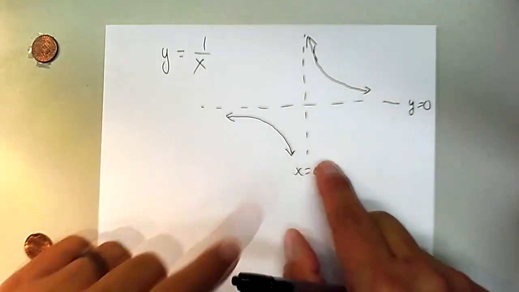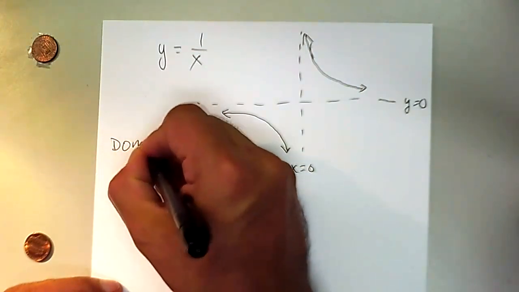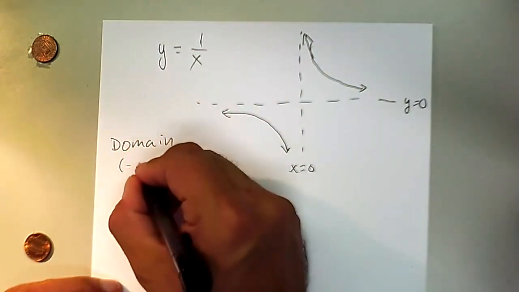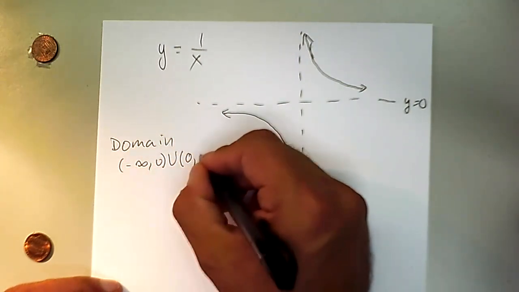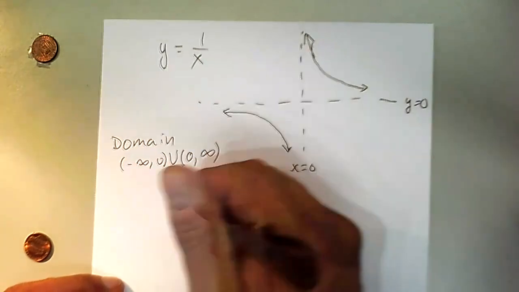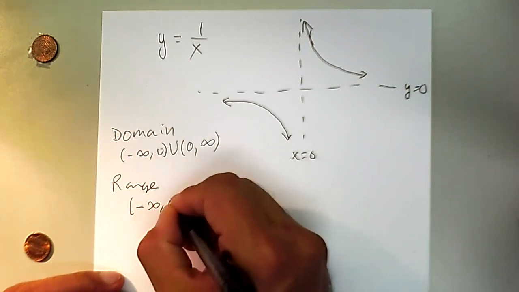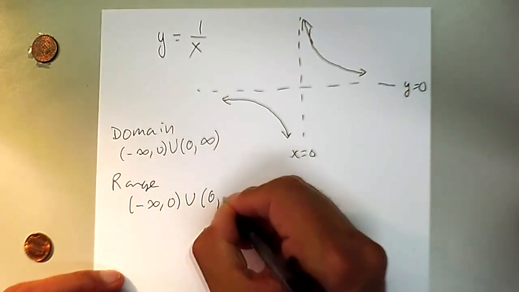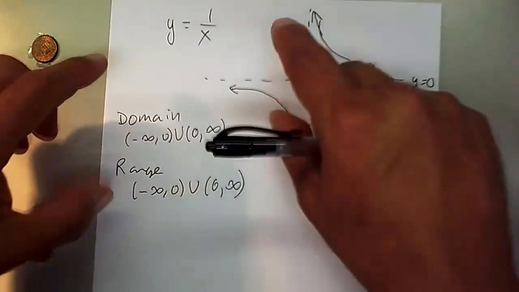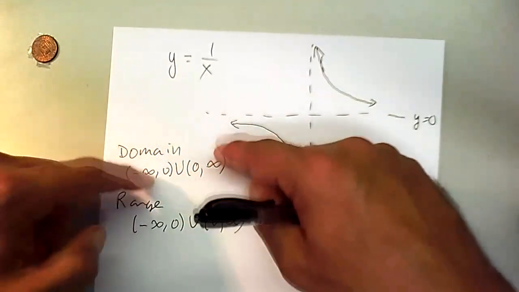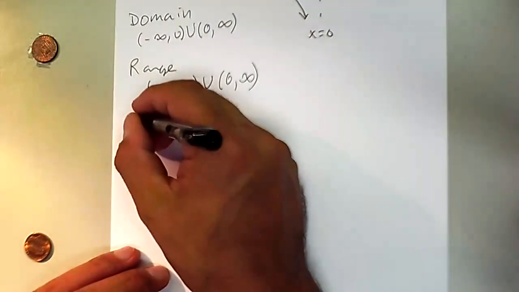So the domain, x cannot be 0. We cannot make this equal to 0. So the domain goes from -infinity to 0. We have to split at 0 and then pick up at 0 to infinity. The range also goes from -infinity to 0 and then from 0 to infinity. And the reason why that is relevant is because when we do the inverse of this function, those two have to be swapped.